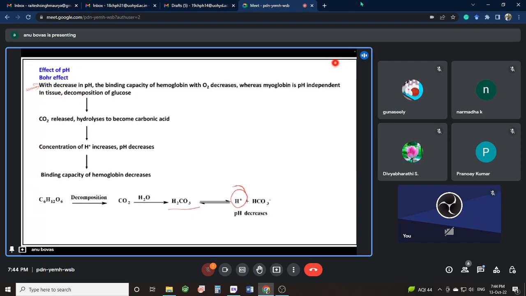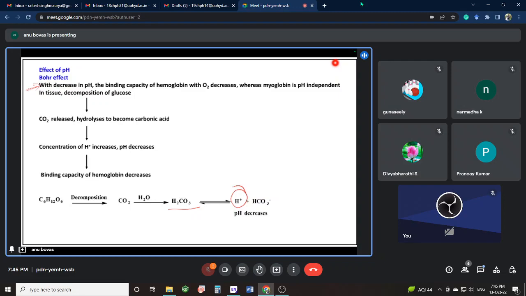So in tissues, we know that hemoglobin releases oxygen. This is the reason: pH is less there, and when pH is less, the binding capacity of hemoglobin is less, and this helps hemoglobin release oxygen in tissues. Whereas myoglobin, which is pH independent, does not have any problem, and it will bind with the oxygen released by the hemoglobin. By learning this, you will not have confusion, I feel.